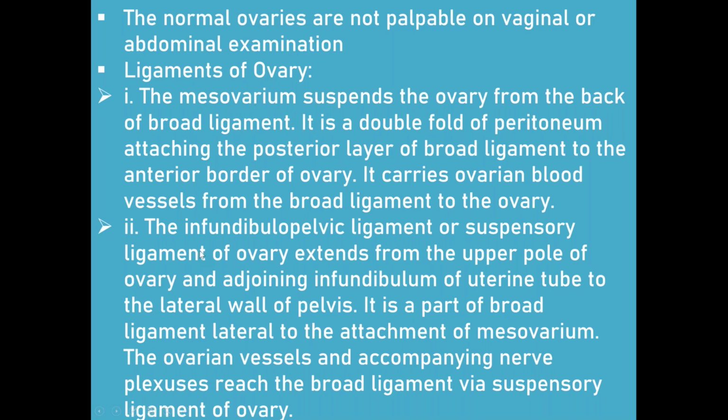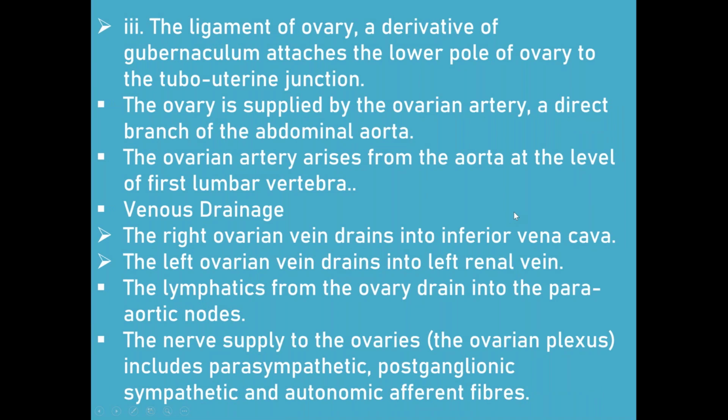The suspensory or infundibulopelvic ligament goes from the upper tube end to the pelvic wall. It transmits the ovarian vessels and nerves to the broad ligament. So this is the important function of the suspensory ligament. And the last one is the ovarian ligament. It runs from the lower end of the ovary to the lateral angle of the uterus. These are the 3 important ligaments. What about the venous drainage?